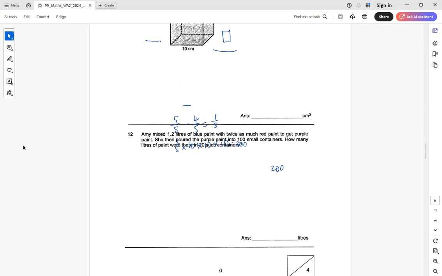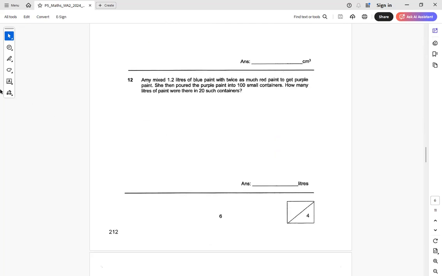Sorry, let me clear my drawings first. Let's move on to question 12. Amy mixed 1.2 liters of blue paint with twice as much red paint to get purple paint. She then poured the purple paint into 100 small containers. How many liters of paint were there in 20 such containers?